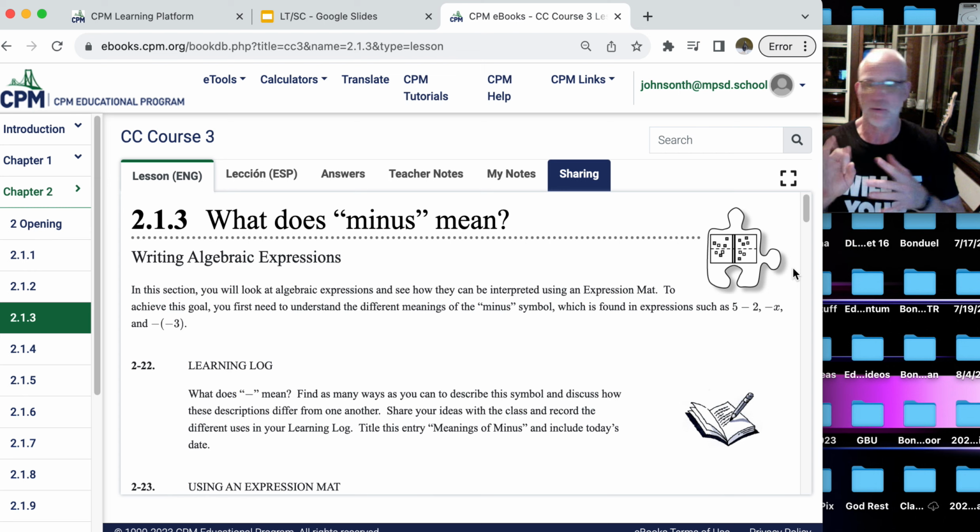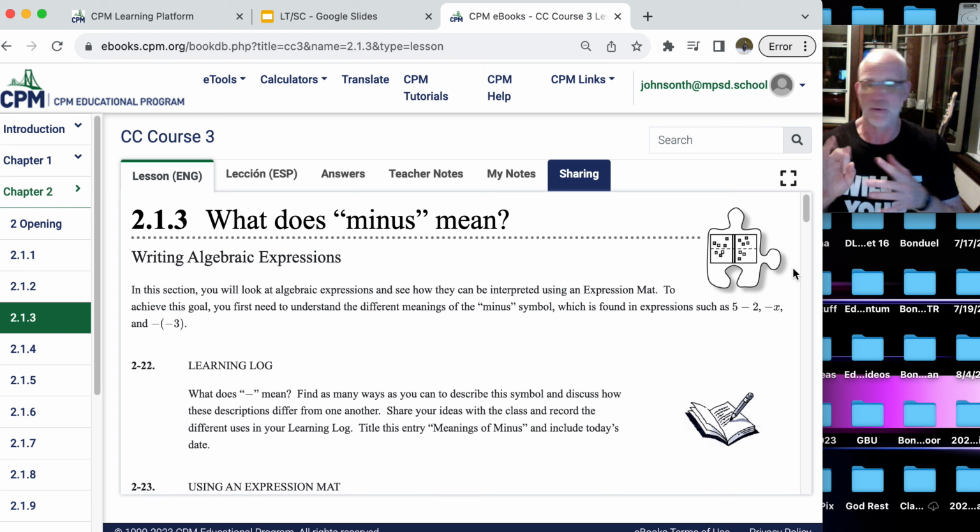Okay. So what do we do today? We're doing, in yellow here, it says, what does minus mean? And that's what we want to discuss. So the first thing we did today is I said, just want you to think about this. Don't say anything for a minute. Don't talk to anyone. What does minus mean? Go. So the kids just sat there.